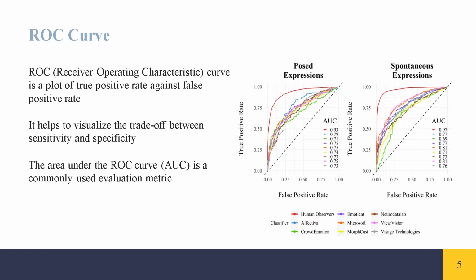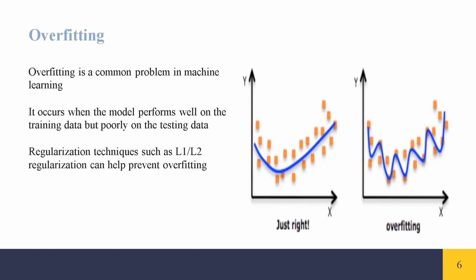The ROC, receiver operating characteristic curve, is a plot of true positive rate against false positive rate. It helps to visualize the trade-off between sensitivity and specificity. The area under the ROC curve, AUC, is a commonly used evaluation metric.